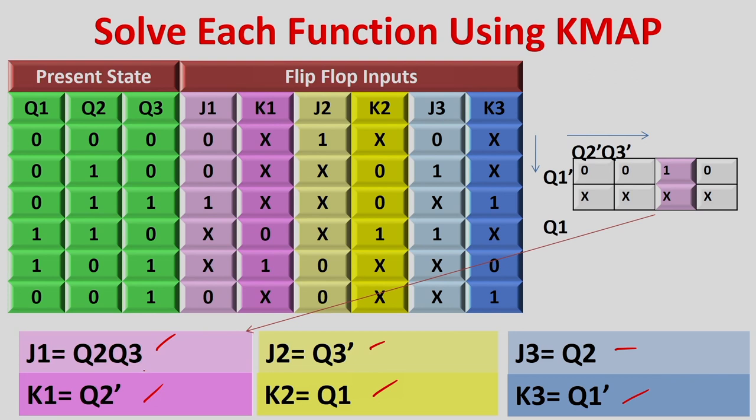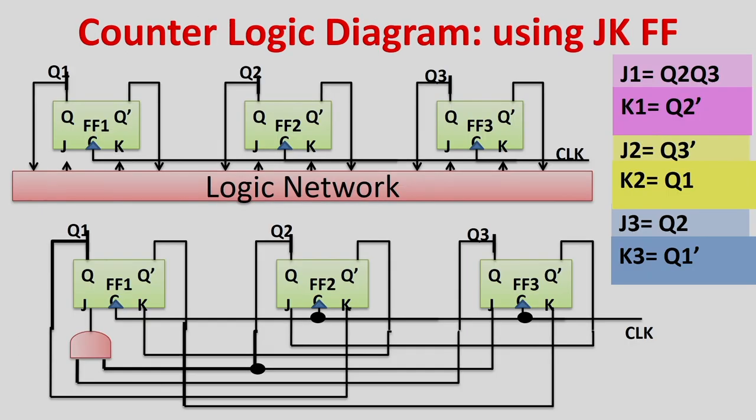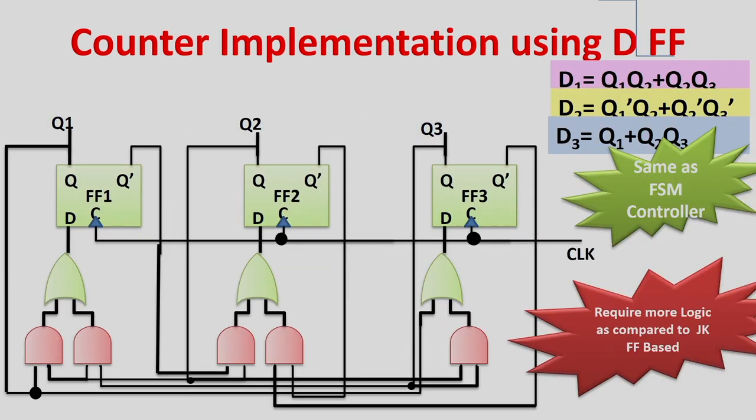And clearly, here we are having only one AND gate, and the rest of the things can be done. So, here is the counter logic diagram using JK flip flop. These are the functions for J1 K1, J2 K2, J3 K3, and if you look at the things, only one extra AND gate is required. Let us compare with the earlier designs: D flip flop, T flip flop, RS flip flop. Using JK flip flop, we are able to design using only one extra AND gate, and the others require more logic as compared to JK based.